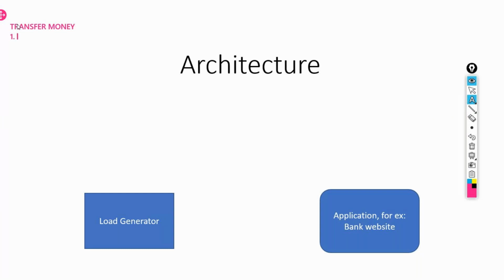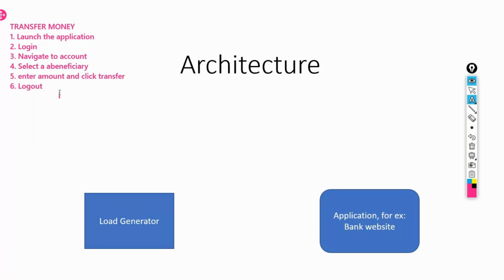So what are the common steps that we perform manually for transfer money? First, you launch the application. Then you log into the application, isn't it? Then you navigate to your account, savings account, whatever it is. Then you select a beneficiary, right? Then you enter the amount, click the transfer button, and then log out. Isn't it that these are the steps we generally do manually for transferring money?